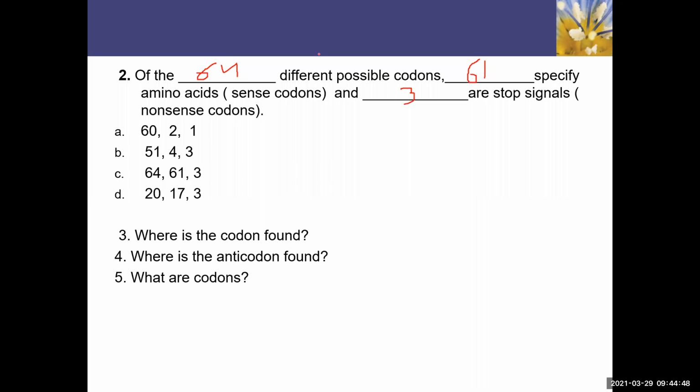Okay, so where is the codon found? An easy one. Who will answer this? Tashil, do you want to answer? Where is the codon found? Codon is found on the mRNA. Yes. A triplet, right? 3 bases together forms 1 codon. Where is the anticodon found? Soumya? tRNA, right? The anticodon arm. Very good. So what are codons? Three bases together on the mRNA form a codon, which codes for a particular amino acid. Wonderful.